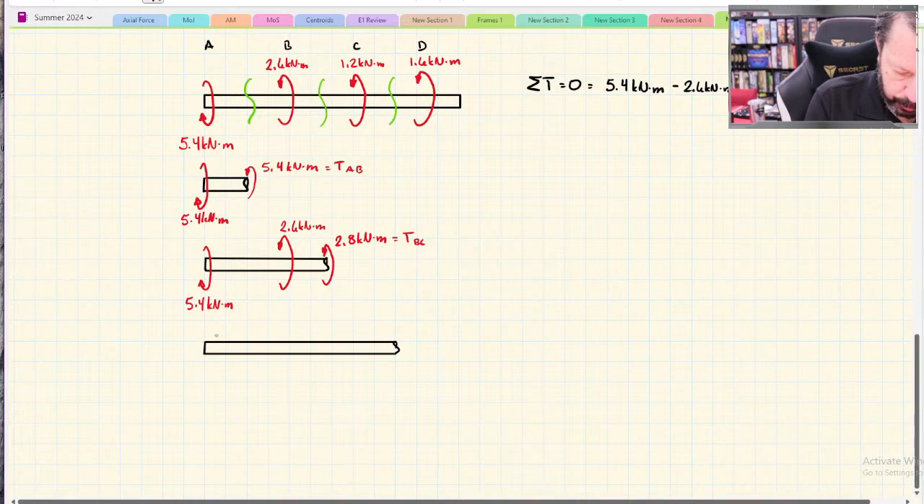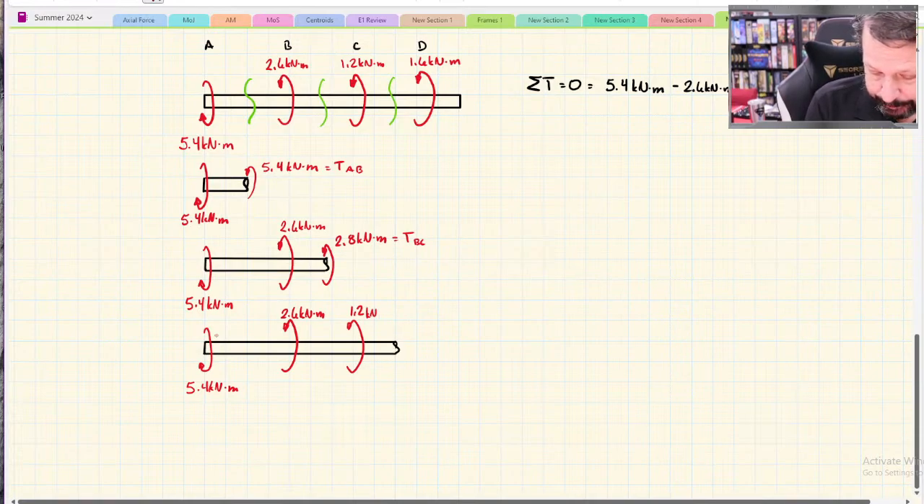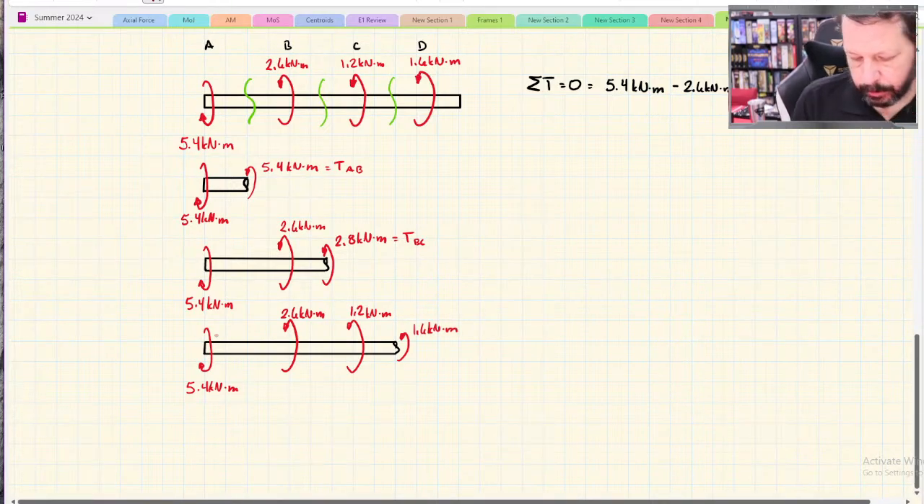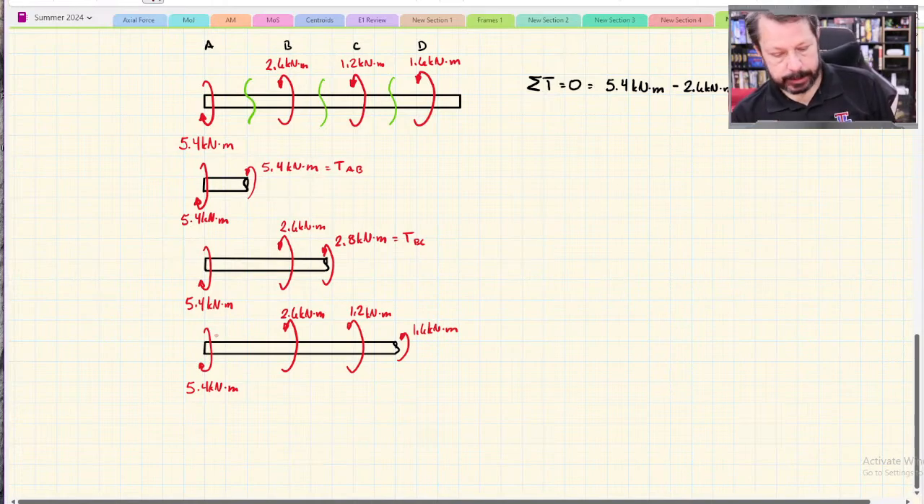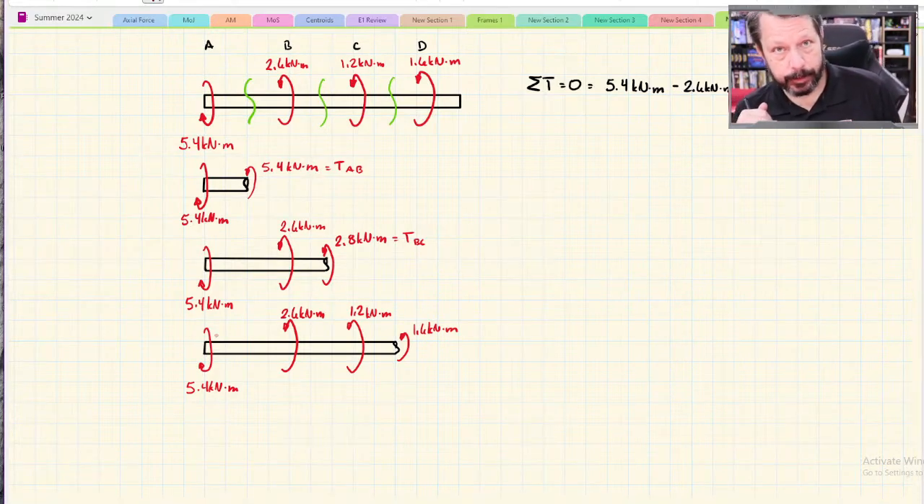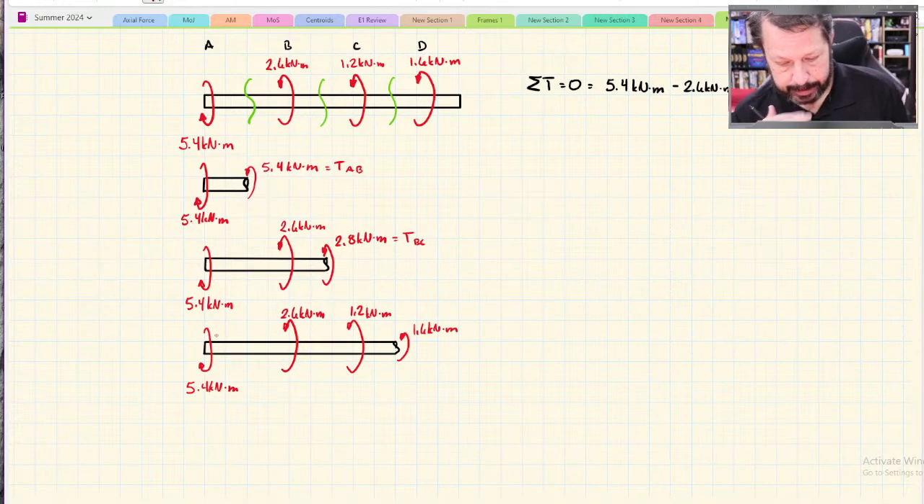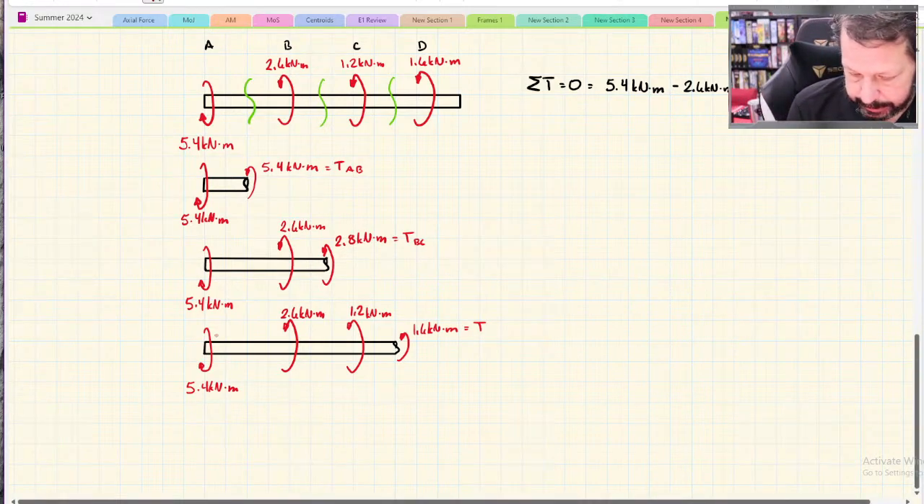And you've got your 5.4 going in. You've got the 2.6 going off to machine B. And you've got the 1.2 going off to machine C. And that means you need another 1.6 in order for this free body diagram to be in equilibrium as far as the torques go. And that would be the torque in section CD.